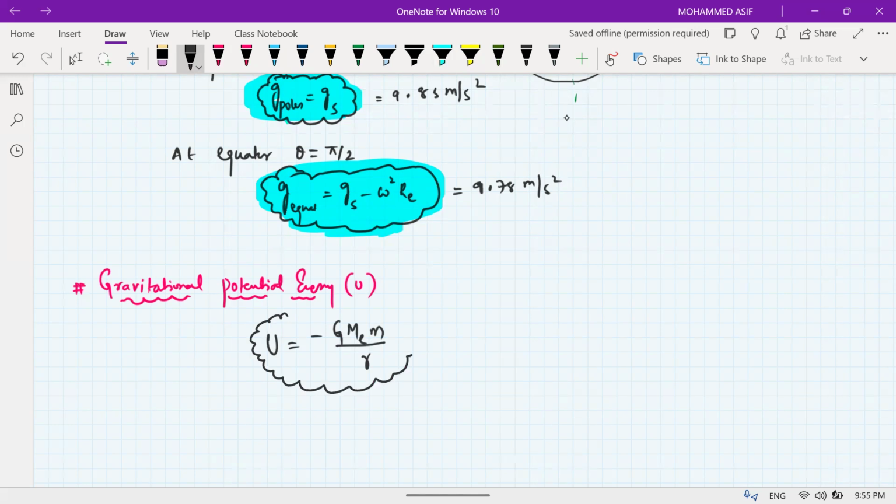U is equal to minus G m1 m2 divided by r. m1 is the mass of the earth, small m is the mass of the object, divided by the distance between them, where small r is greater than the radius of the earth, beta. Small r is greater than the radius of the earth. Done?